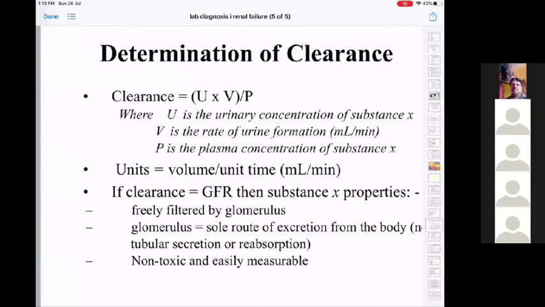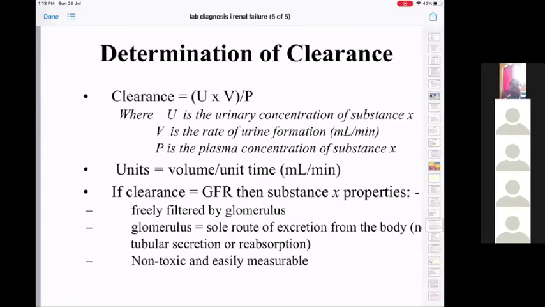Determination of clearance. Clearance is U multiplied by V upon P. U is the urinary concentration of the substance, V is the rate of urine formation, and P is the plasma concentration of the substance. So the formula of clearance is U multiplied by V divided by P. The unit of clearance is volume per unit time, that is ml per minute or liter per hour.